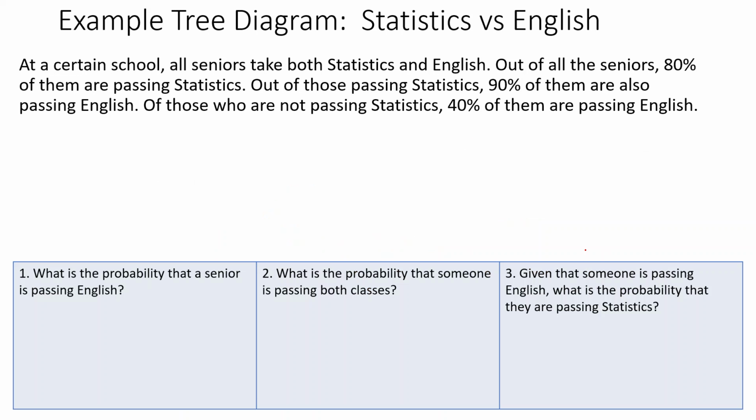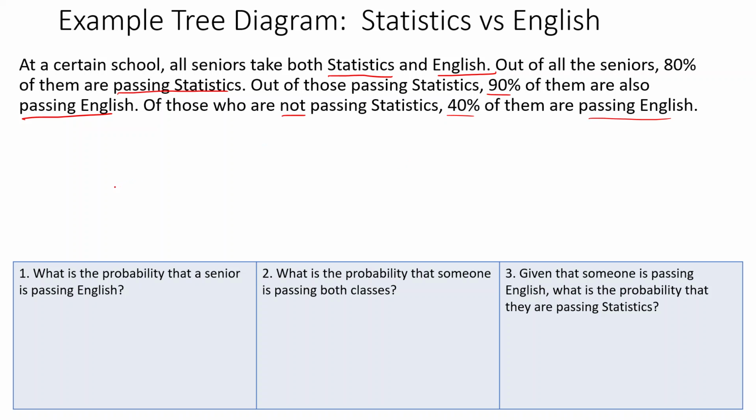All right, so now let's look at one where it's not independent. So at a certain school, all seniors take both statistics and English. Out of all the seniors, 80% are passing statistics. Out of those passing statistics, 90% of them are also passing English. Of those not passing statistics, 40% of them are passing English.